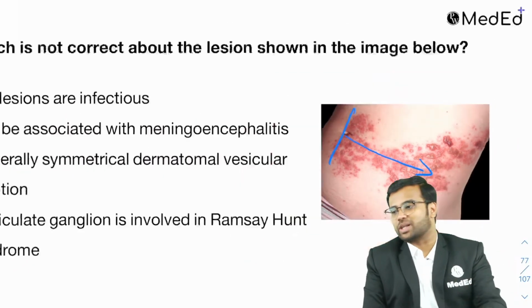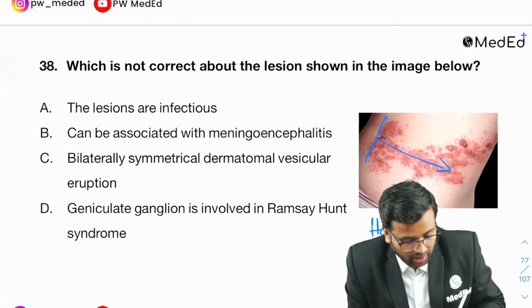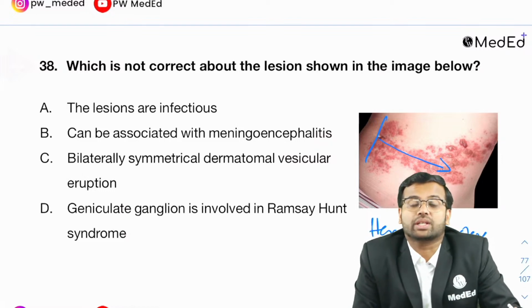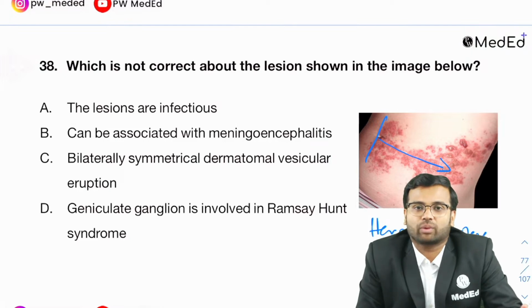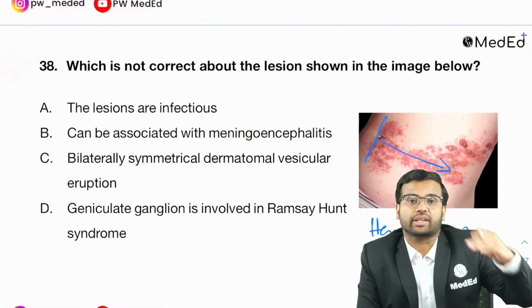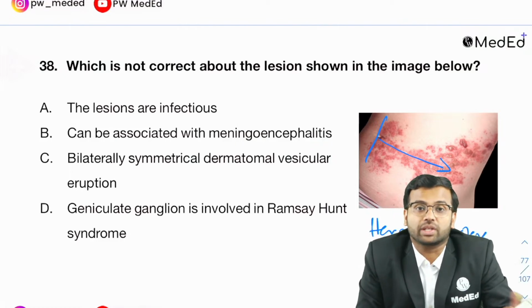What is the diagnosis now? So here the diagnosis becomes herpes zoster, correct? Now what is herpes zoster? Herpes zoster is the reactivation of the varicella virus, where the first infection is chickenpox. When there is this reactivation of the same virus, this is going to be herpes zoster.